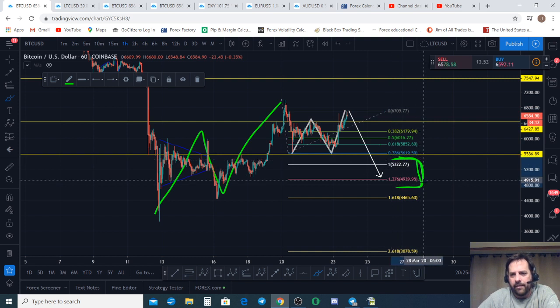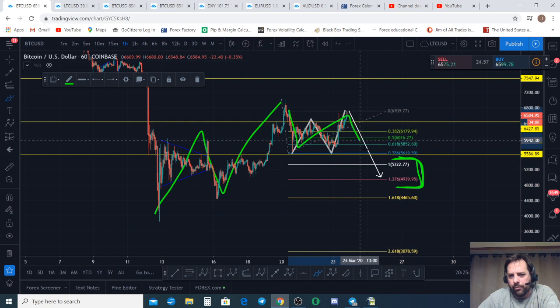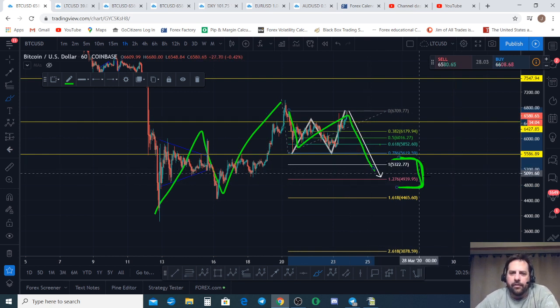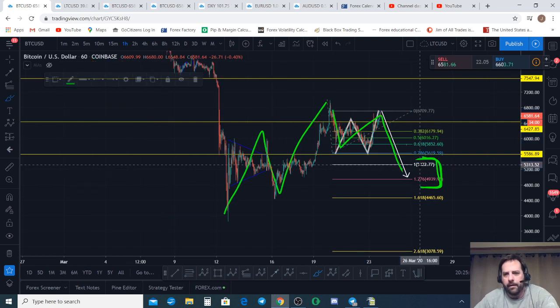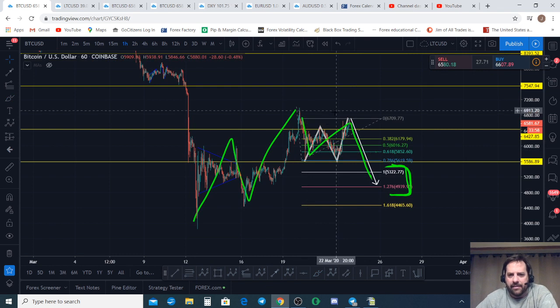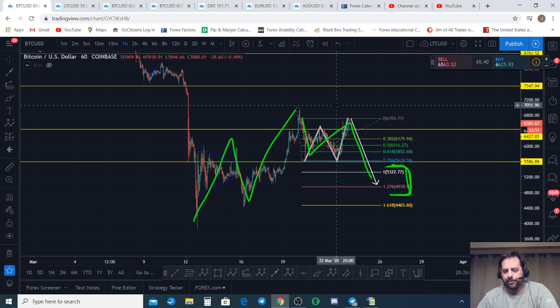These are corrective levels, good for three-wave levels here. Boom, boom, boom, like so. Look for 53.22, look for 49.39. That's if it comes down, if this is an expanded flat at all or a flat at all. So that's something to consider.